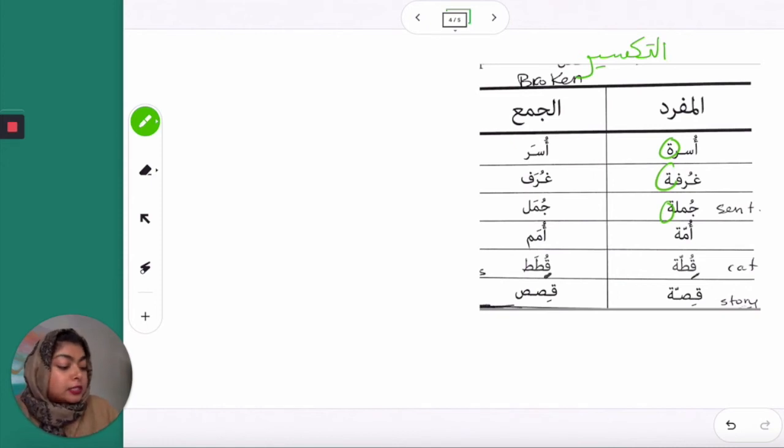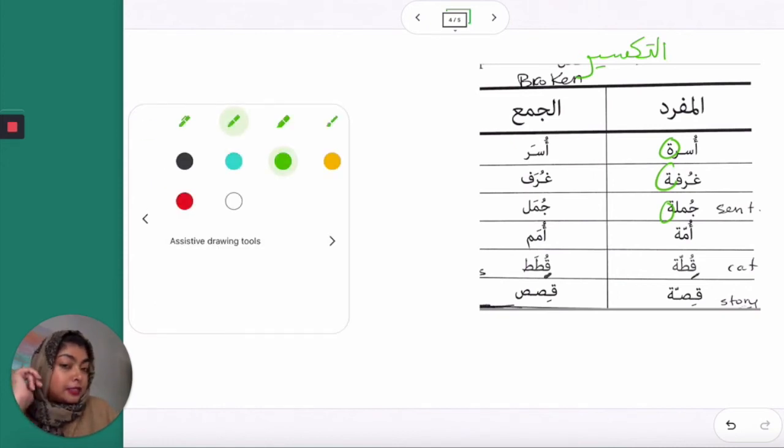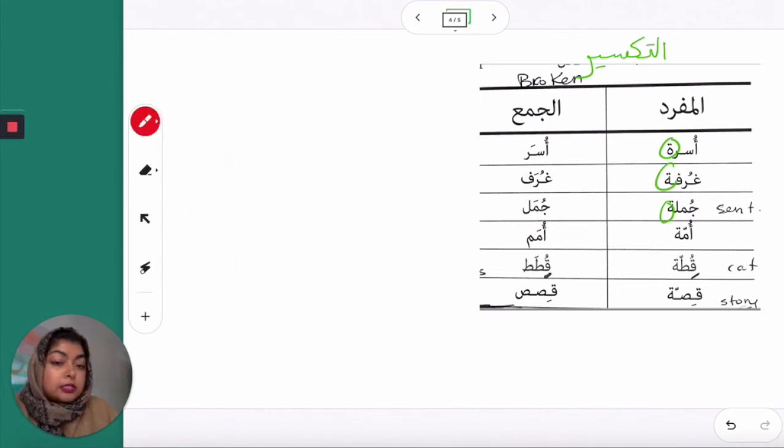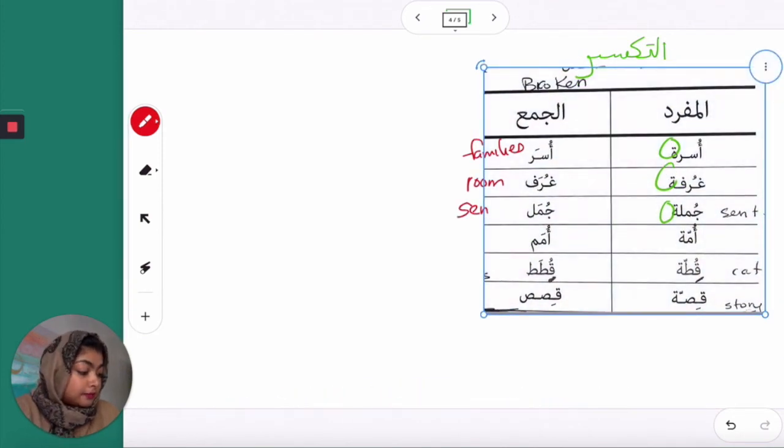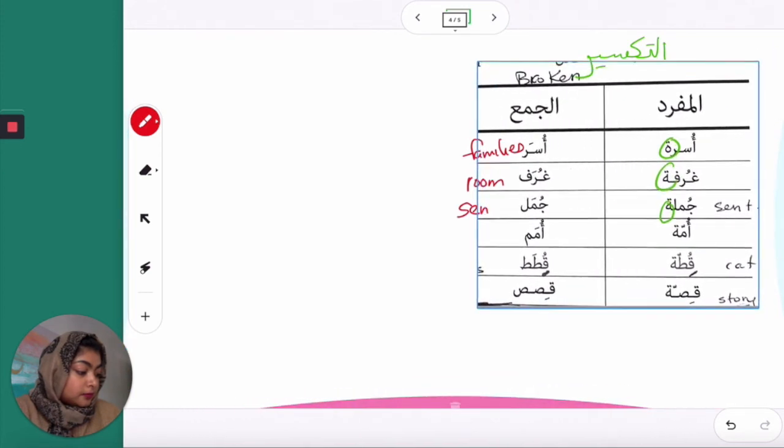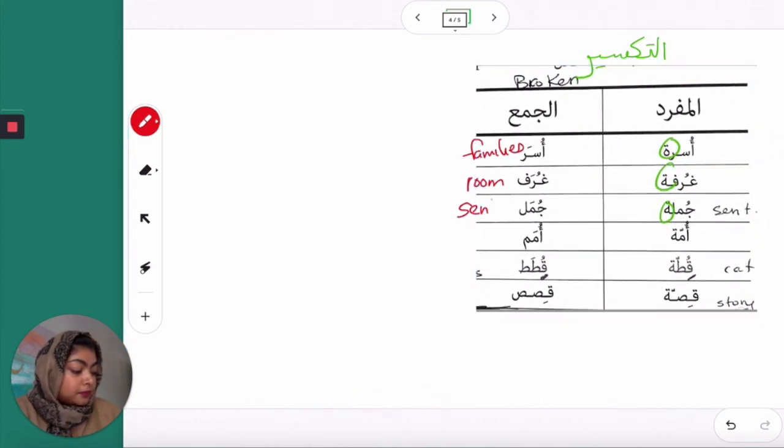Okay, usra. Listen to it and try to notice any patterns. Usra, usar. Families. Nuclear families. Ghurfa, ghuraf. Rooms. Jumla, jumal. Jumal are sentences, so jumla is sentence. Sentences. What do you notice?